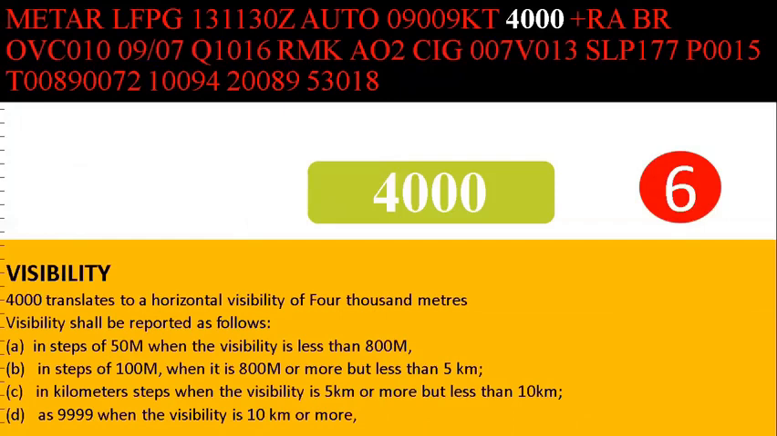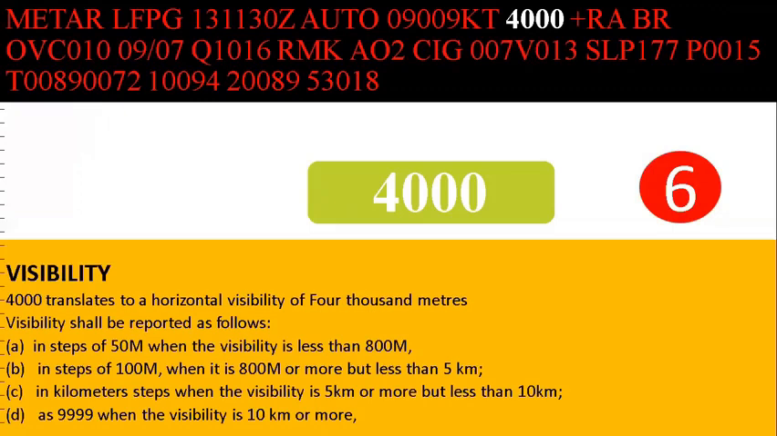Next element is visibility. So here 4000 means a horizontal visibility of 4000 meters. So this is the prevailing visibility at Paris airport at this time, 1130 Zulu. So visibility shall be reported as follows. It has to be reported in steps of 50 meters whenever the visibility is less than 800 meters. And visibility has to be reported in steps of 100 meters between 800 meters to 5 kilometers. And once it is above 5 kilometers, visibility will be reported in kilometer steps.